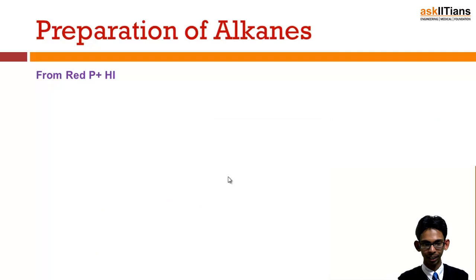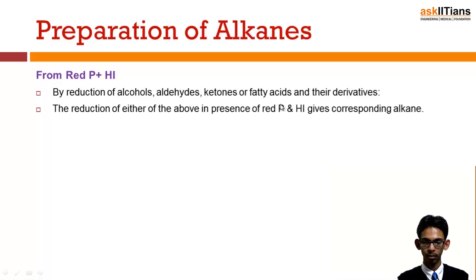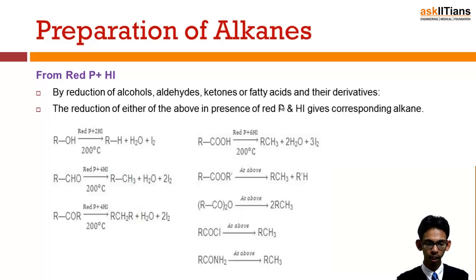Next method for the formation of alkanes is from red phosphorus and HI. By reduction of alcohols, aldehydes, ketones or fatty acids or their derivatives, alkanes can be formed, and for this reduction we use red phosphorus along with HI. This is the reagent which is used for reduction of alcohols, aldehydes, ketones or fatty acids or their derivatives. Like this, these are some examples.